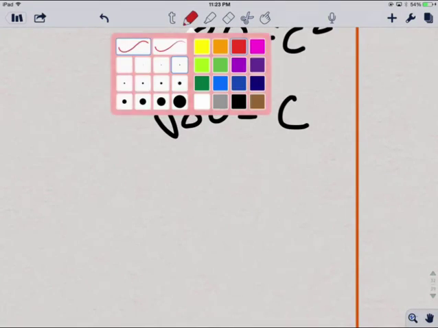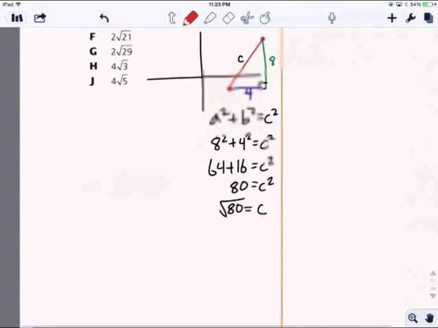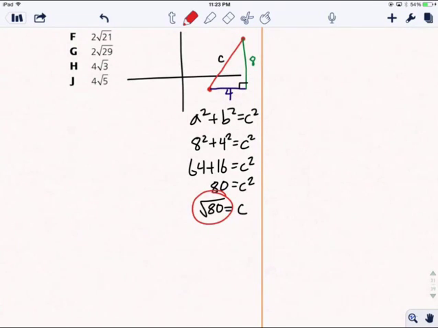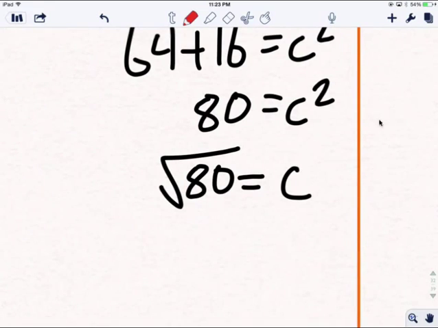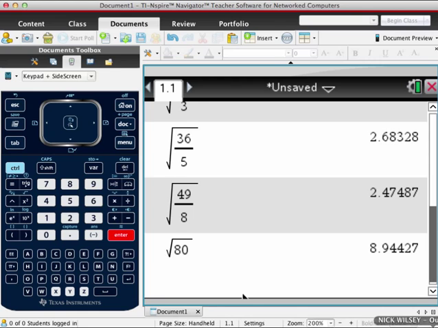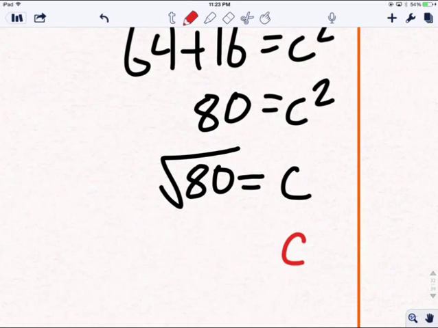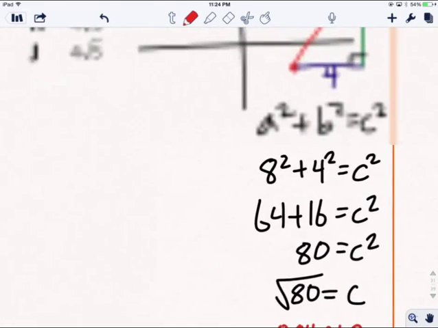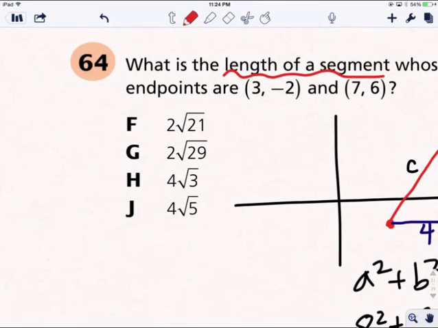Remember, the way to simplify, well, one thing you could do right now is just simply find the decimal approximation of this. Let me show you how to do it that way. Find the decimal approximation of square root of 80, 8.94. So c is approximately equal to 8.94. Then just go up to all these answer choices and find their decimal approximations.